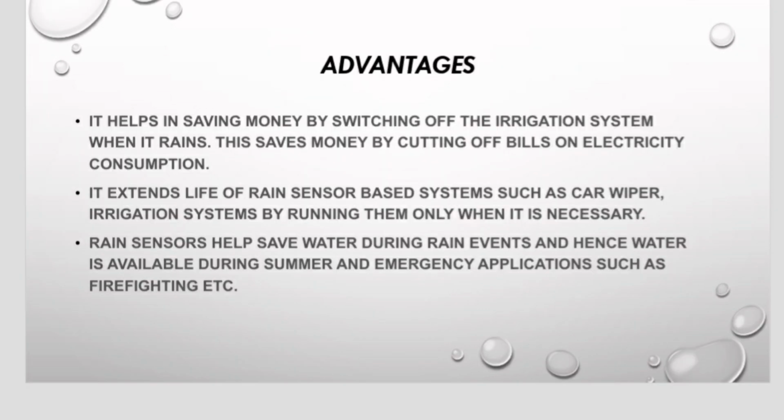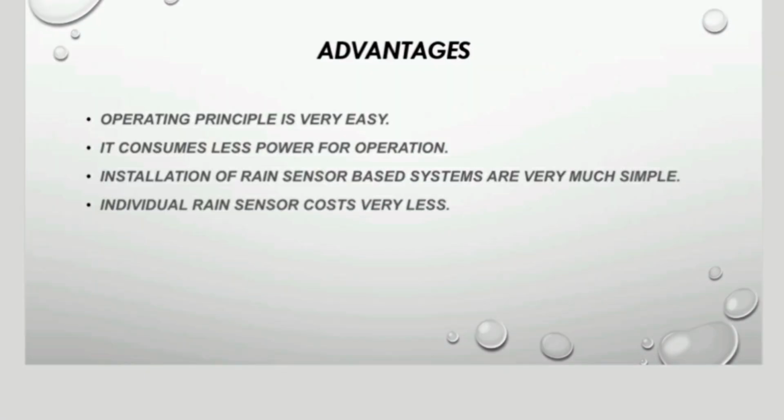Advantages: it helps in saving money. It extends the life of rain sensor based systems such as car wipers and irrigation systems by running them only when necessary. Rain sensors help save water. The operating principle is very easy. It consumes less power for operation. Installation of rain sensor based systems is very simple. An individual rain sensor costs very little.